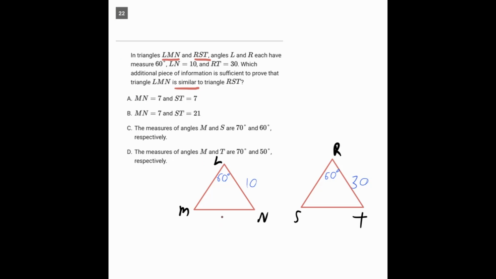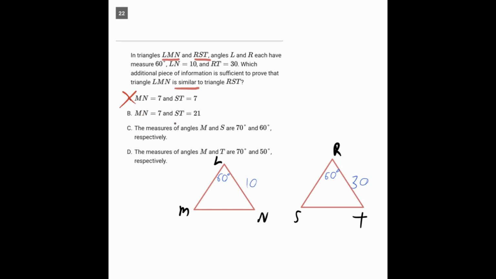In A, we have MN as 7 and ST as 7. So this doesn't match any of the triangle rules because we have side, side, angle, side, side, angle. And there's no side, side, angle for triangle similarity. Not to mention, 10 and 30 are in a 1:3 ratio, but 7 and 7 are in a 1:1 ratio. So the proportions don't line up. So nothing's looking that good with answer choice A here. So let's get rid of that.